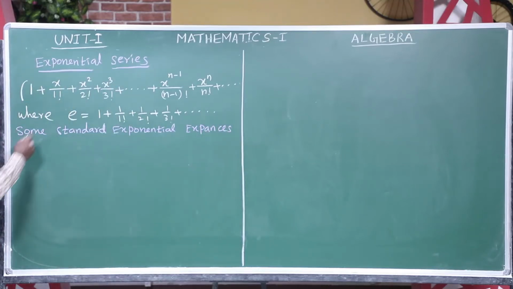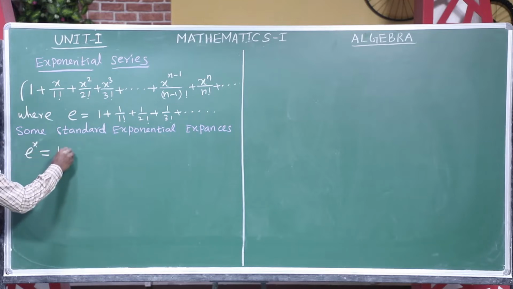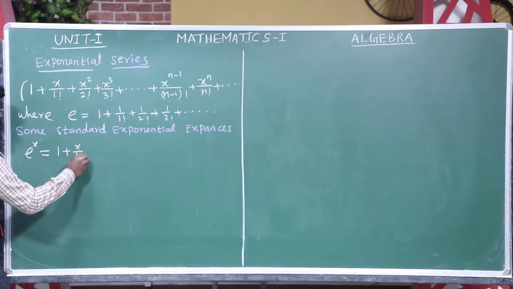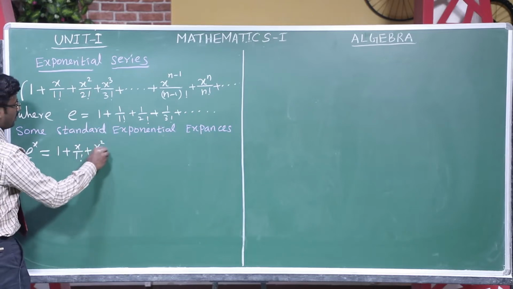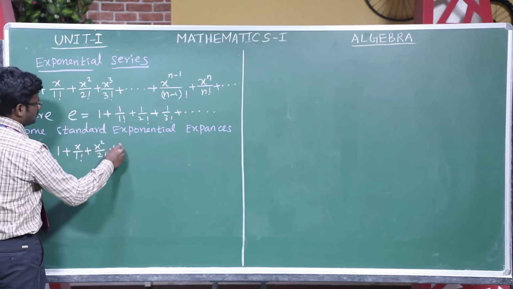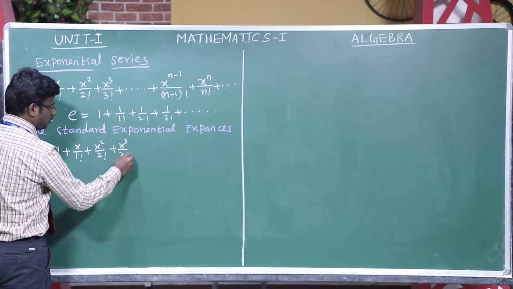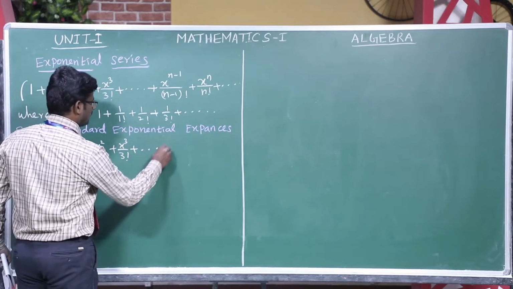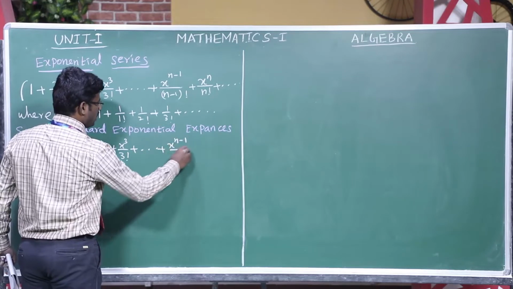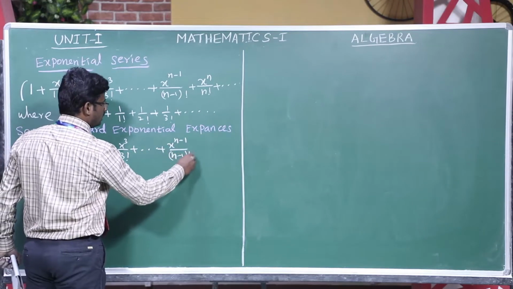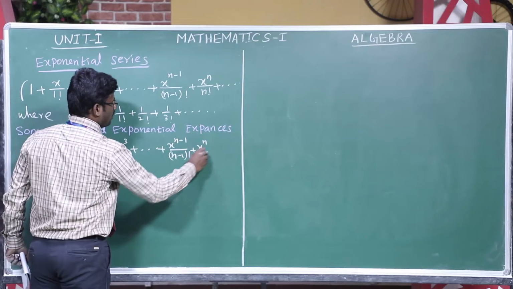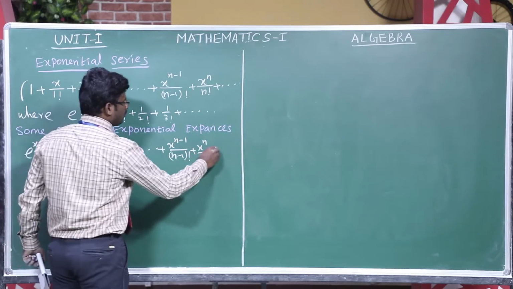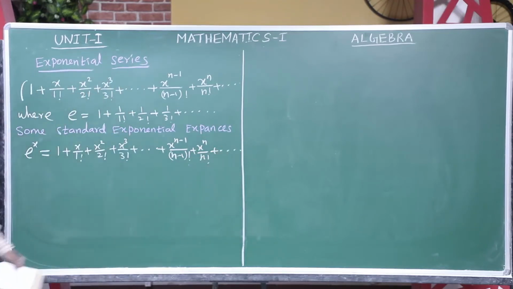First of all, e power x is equal to 1 plus x by 1 factorial plus x square by 2 factorial plus x cube by 3 factorial plus etc. plus x power n minus 1 by n minus 1 factorial plus x power n by n factorial plus etc. is going on. This is an expansion of e power x.